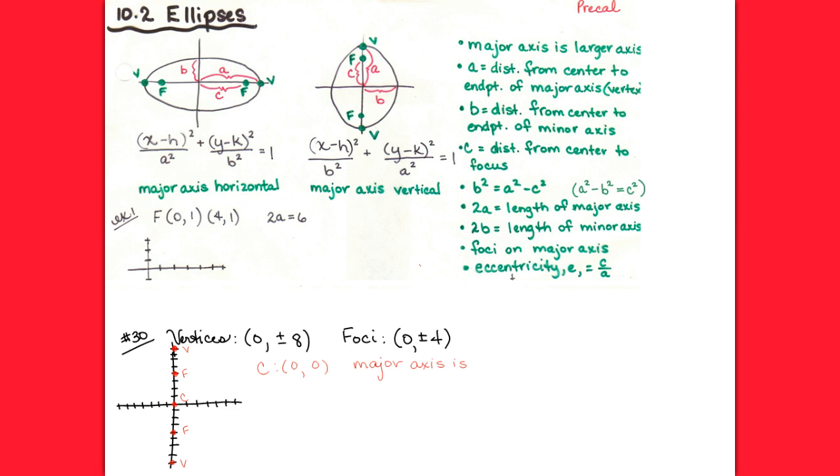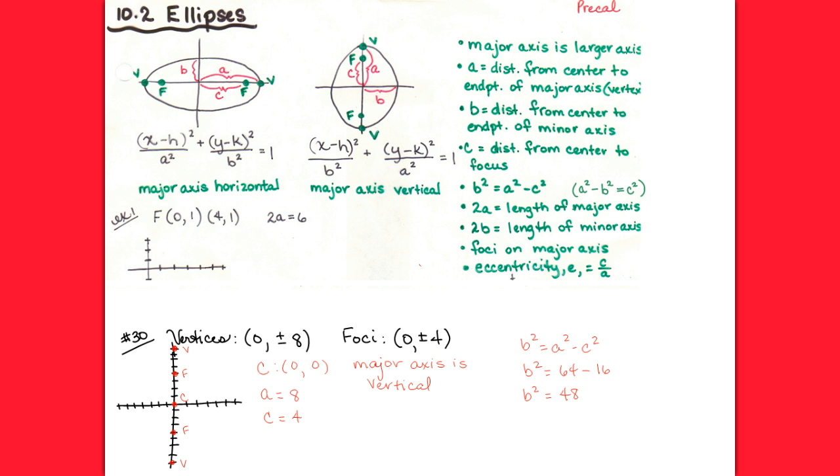So if our center is going to be halfway in between either (0, 4), (0, -4) or (0, 8), (0, -8), it's going to be at (0, 0). You've already told me that the major axis is going to be vertical. What's my A value going to be? 8. What is my C value going to be? 4. So then let's use those to find B. So we're going to use that equation, B squared is equal to A squared minus C squared.